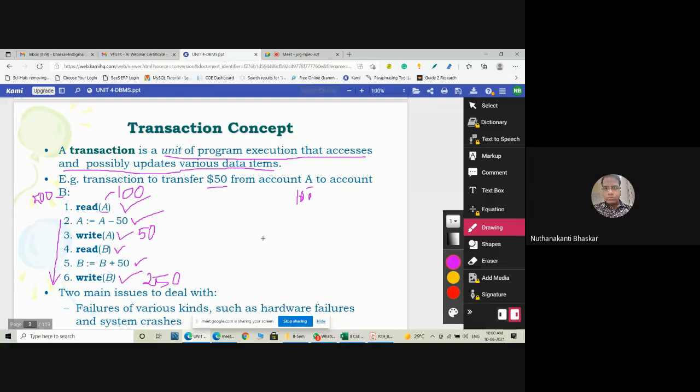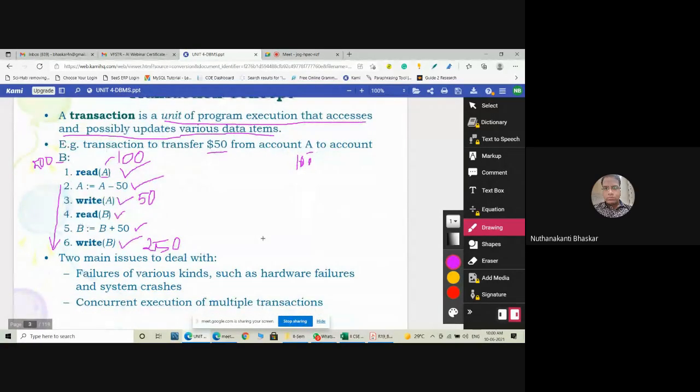Now, this is called a transaction. I told you just now, a transaction is a collection of actions or operations, maybe read and write. These operations must be executed sequentially: the read, then the second operation, third operation, fourth operation. So this is exactly the definition of a transaction in a technical way. Clear?